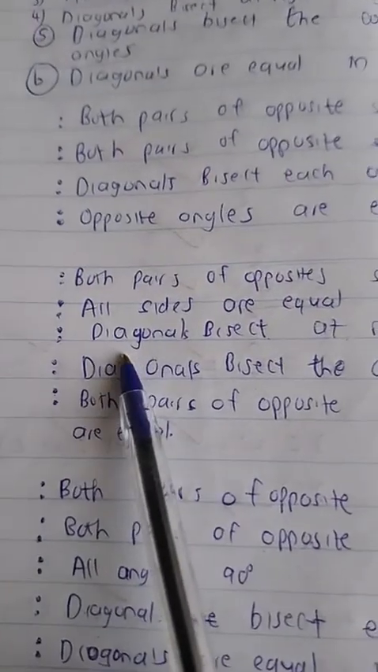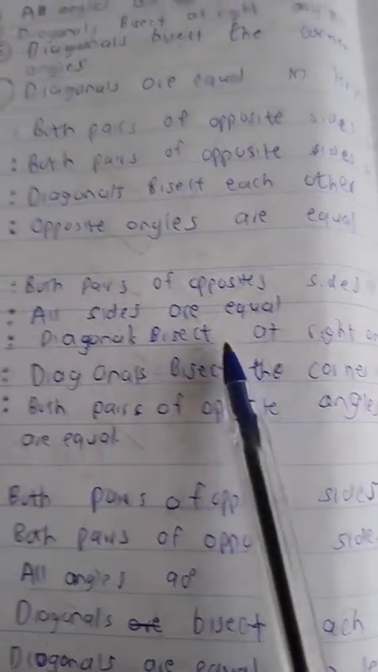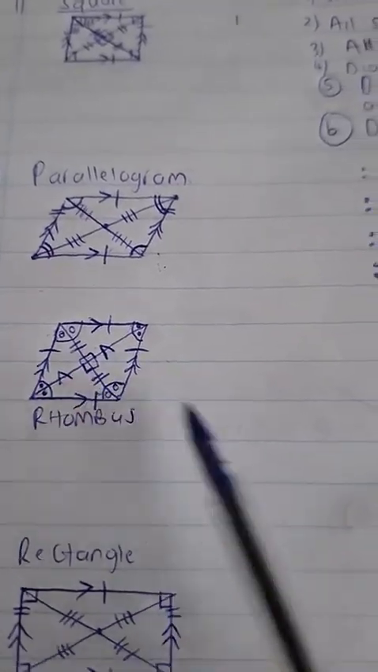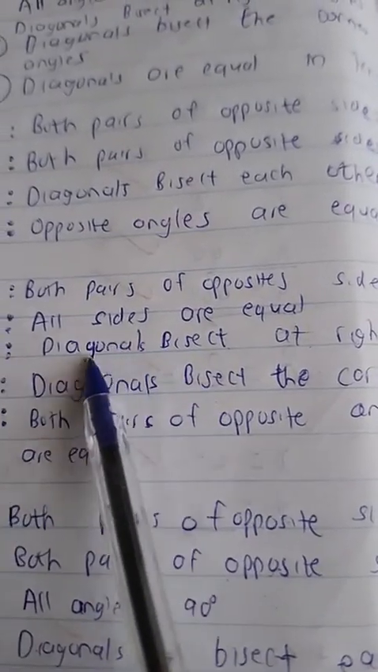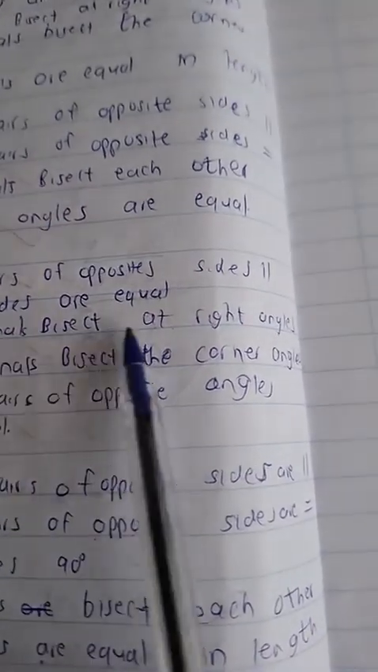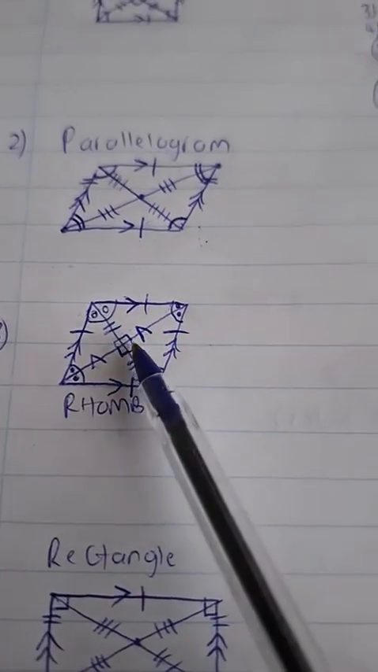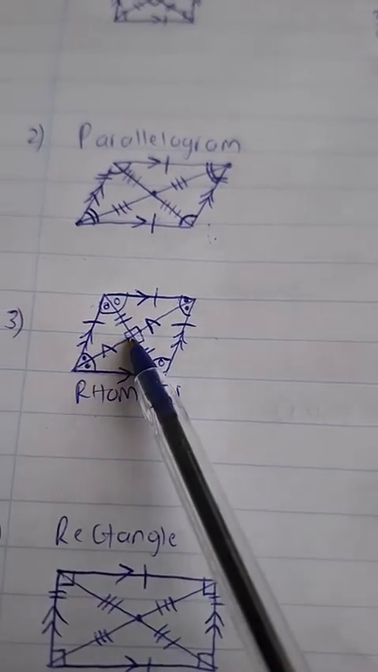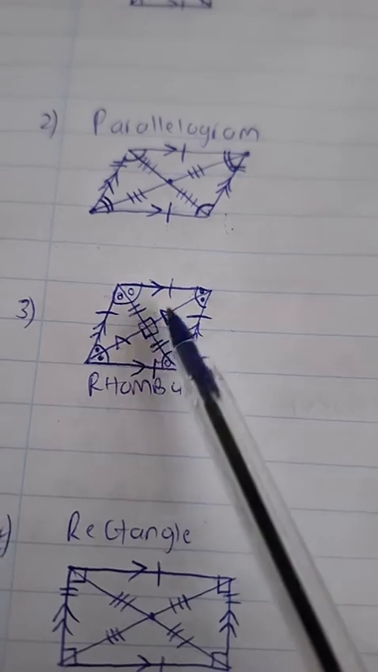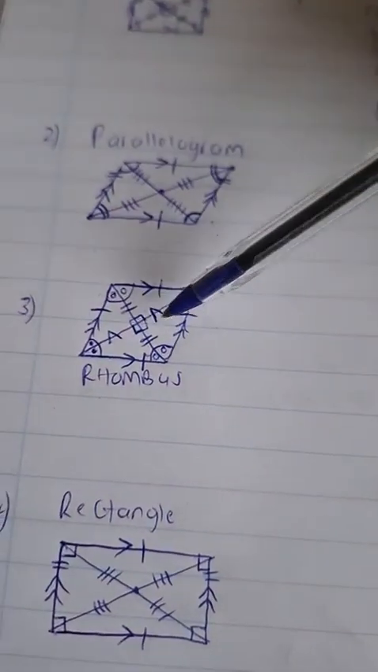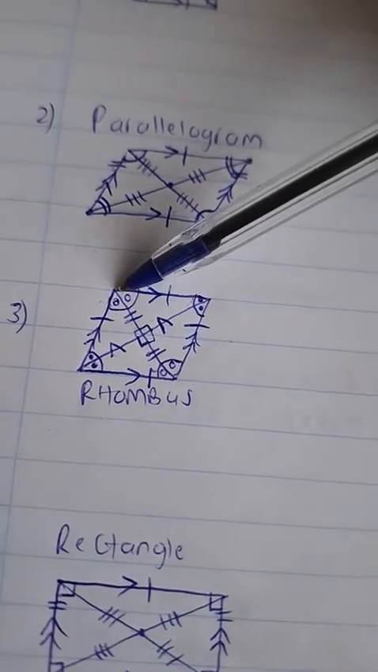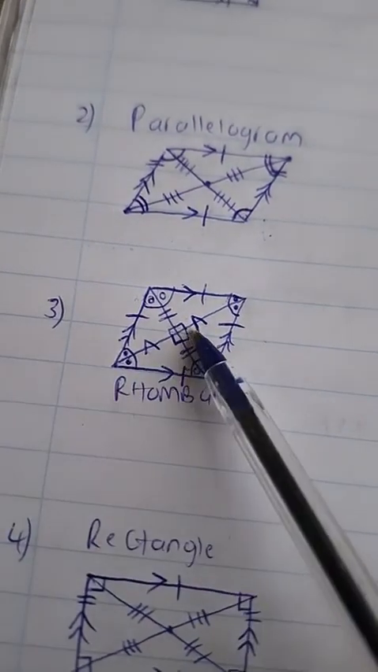All right, so diagonals bisect at right angles. Sorry, we didn't say that. All sides are equal in length is what we were saying initially about the rhombus. Then here's the other thing: diagonals bisect at right angles. So the diagonals of a rhombus bisect. That's the first thing. So from here to there, the distance is the same as from here to there. But the way that they are the same is different.